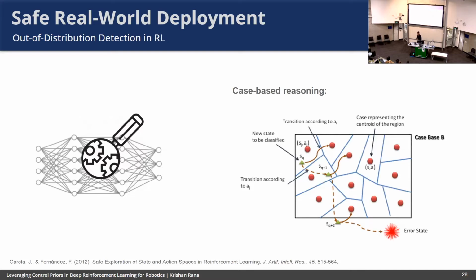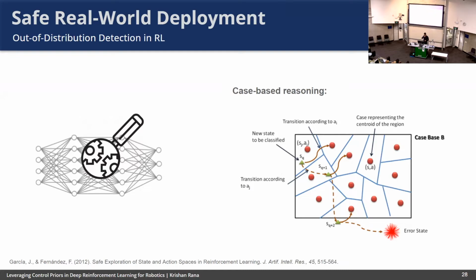An alternative is this idea of case-based reasoning, where you cluster similar seen states together in this Voronoi diagram. Then during deployment, you get a new state action pair and you look at its Euclidean distance, or some distance metric, to each of these clusters, right? But this doesn't scale well when we look at continuous action spaces.